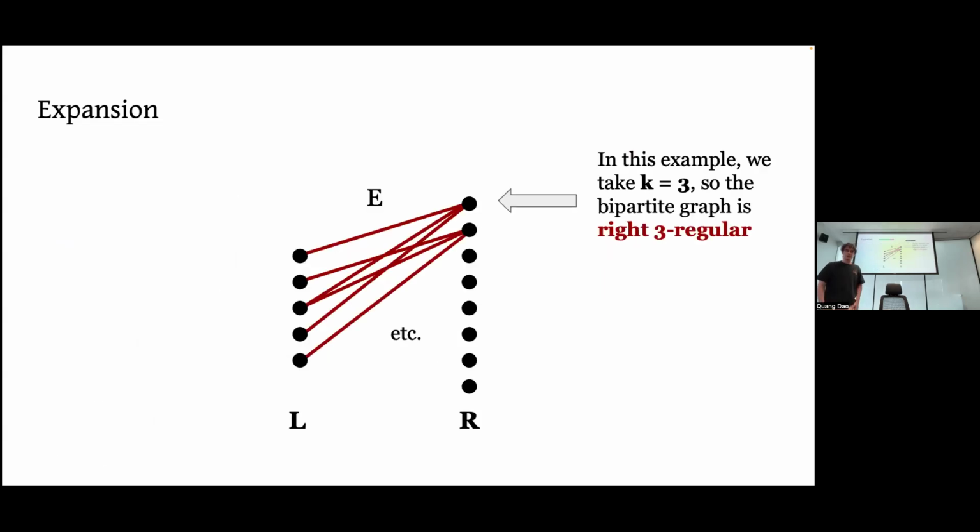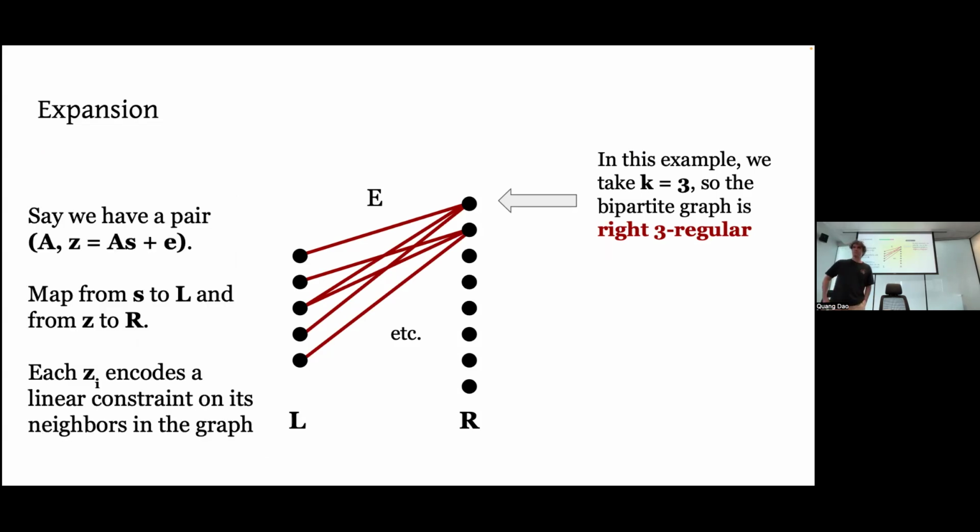Now, when we look at this bipartite graph, we know that we want our matrix M to have exactly k non-zero entries per row. That means that the right nodes will all have exactly degree k. So it will be right k regular. In this example, we take k equals 3, so it will be right 3 regular. Any questions so far? So in other words, right is the set of equations, left is the set of variables, and every equation is connected to k variables. Yes, exactly.